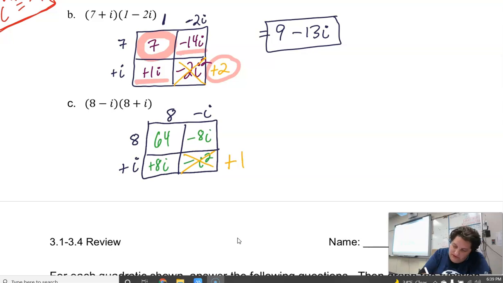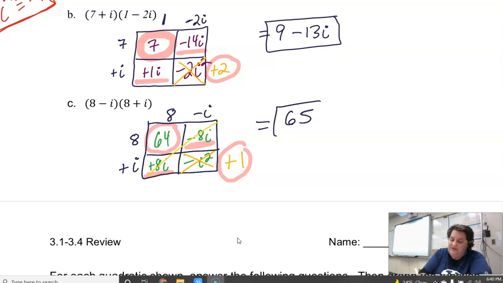Okay, now check this out. Let's do the real numbers. 64 plus 1. Okay, so that's going to equal 65. Let's do the imaginary numbers. Negative 8i plus 8i. Hey, those actually cancel out, right? I can actually just cross those out. And so my final answer is just 65. Okay? So that's how we do multiplying.